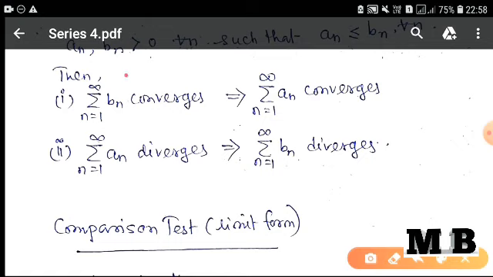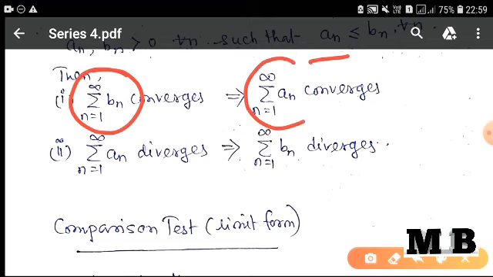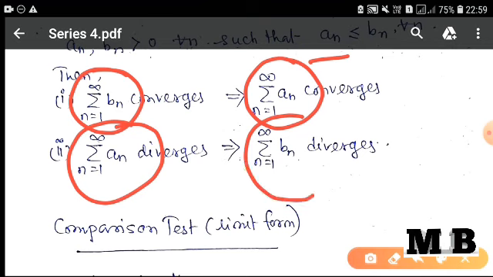if the bigger part, that is series bn, converges, then obviously the smaller part converges. If bn is convergent, then an is convergent. Okay, and if the smaller part is divergent, that is series an is divergent, that implies series bn is also divergent. Okay, very simple and straightforward. First of all, you have an less than or equal to bn, and if the bigger part is convergent, obviously the smaller part will converge, and if the smaller part is divergent, then the bigger part will diverge. Okay, take a pause and think a little bit, you will immediately get the idea.